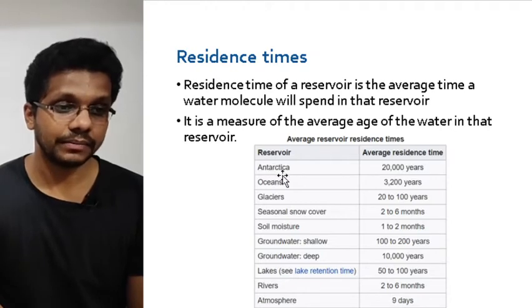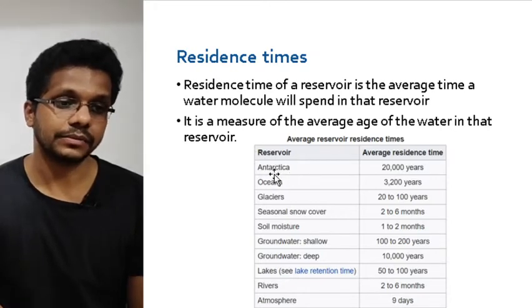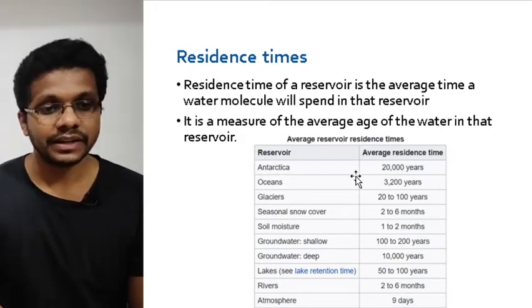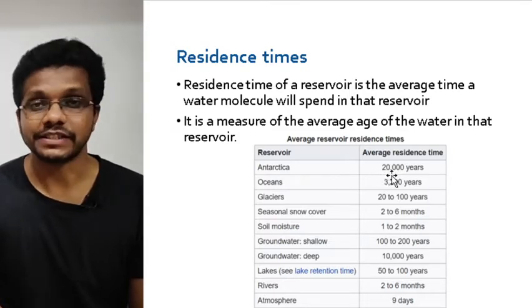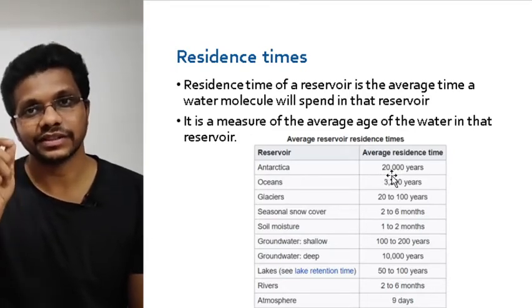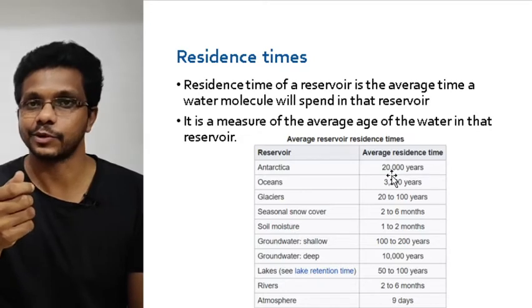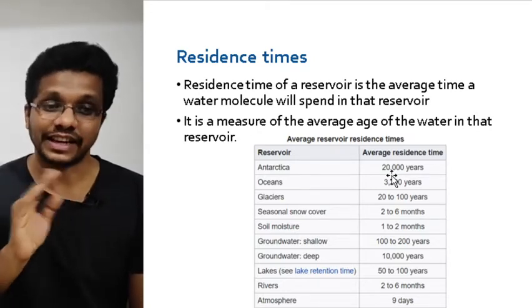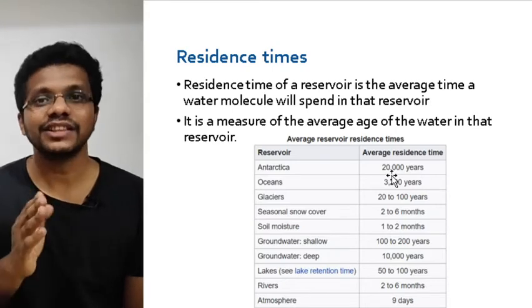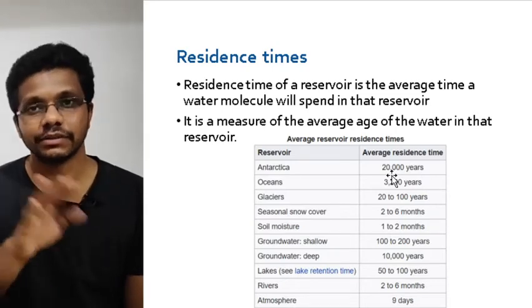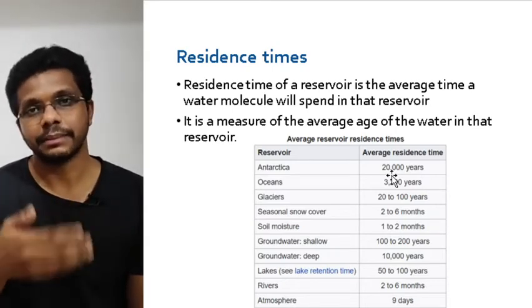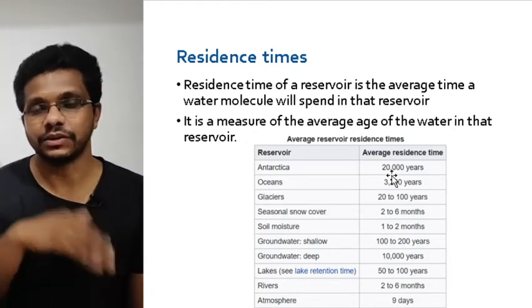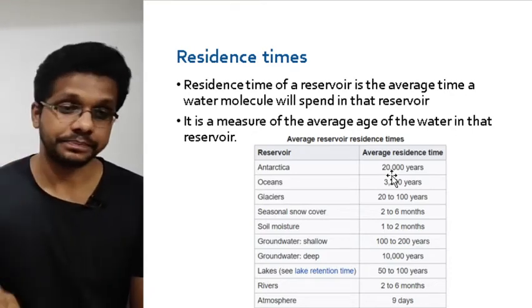If the water becomes part of the ice sheet of Antarctica, its residence time is 20,000 years. That means if a water molecule becomes an Antarctic ice molecule, it will be in Antarctica in the form of ice for an average of 20,000 years. Only after the 20,000 years will it become a part of another reservoir, maybe coming to the ocean or coming to the atmosphere.